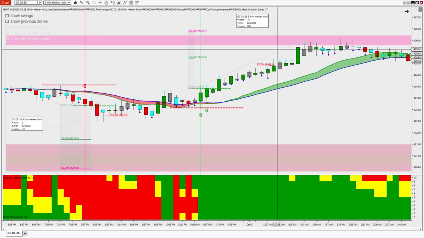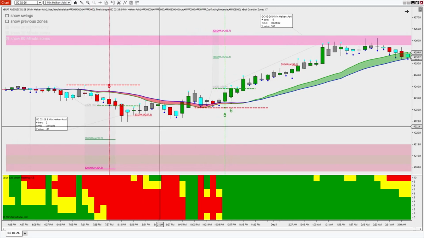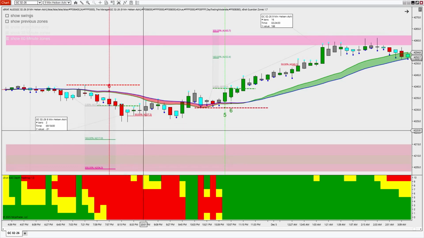So in a trading day, with this XBRAT Algo to give us the signal, the bias depth heat map to give us that confirmation or denial, and then the guardian zones to make sure that we're trading into fresh air, 200 ticks on gold is a good trading day, and this is a 9-minute time frame. It always goes in threes, so 3, 6, 9, 12, 15. They're the sort of time frames I'm looking at.